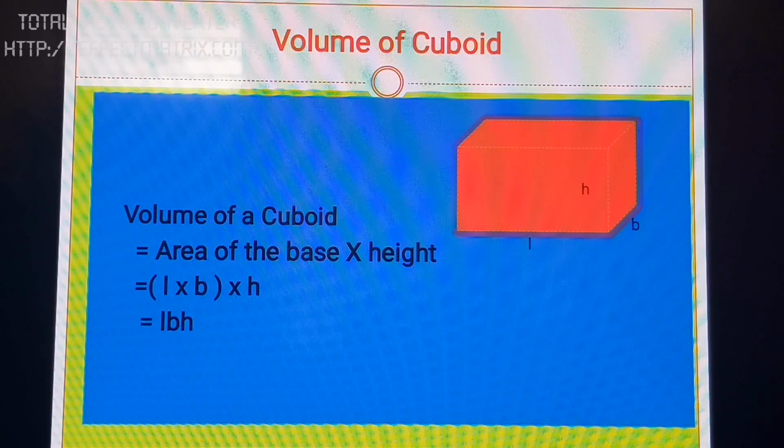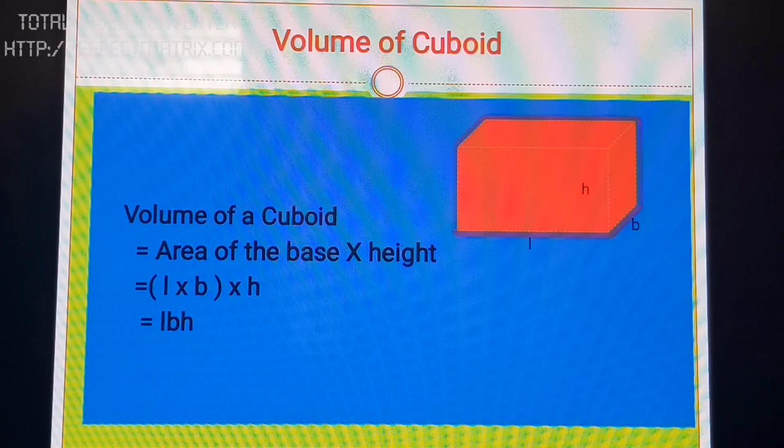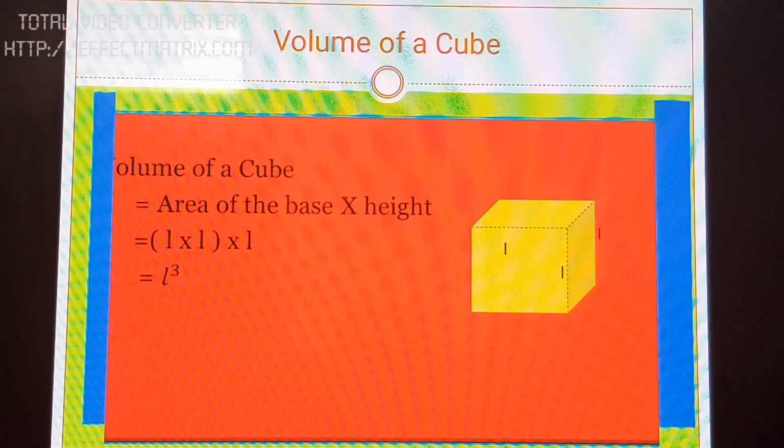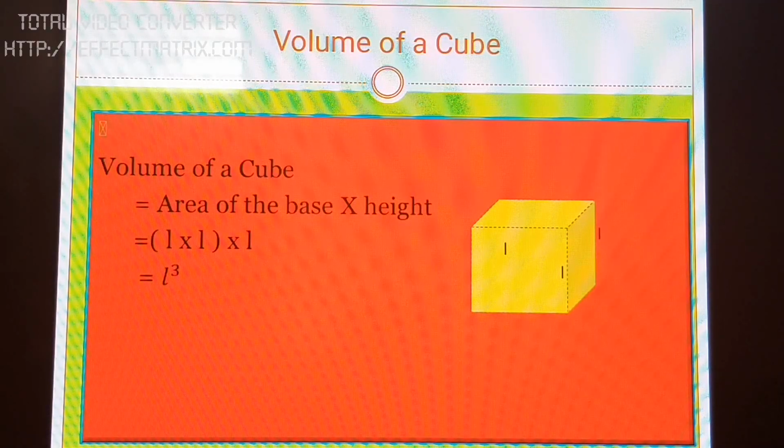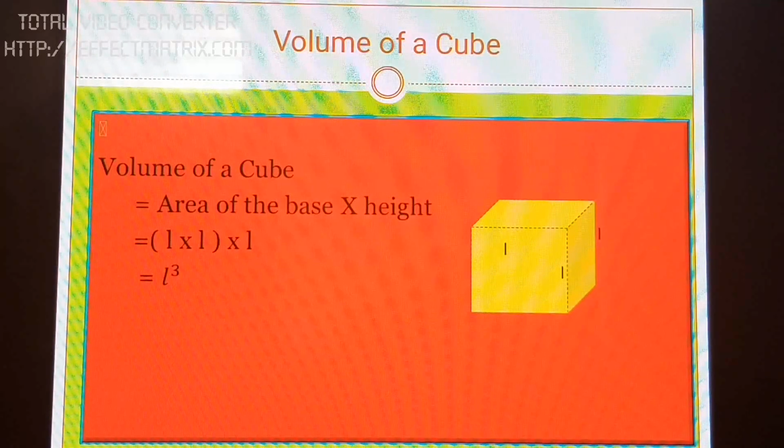Now we will find the volume of a cuboid. Volume of a cuboid is very simple. It is the area of the base of the cuboid into height. The area of the base is length into breadth and its height is h. So the volume of a cuboid is equal to L into B into H. Similarly, the volume of a cube is the area of the base into height, and we replace the LBH of a cuboid by L, so it is L cube.